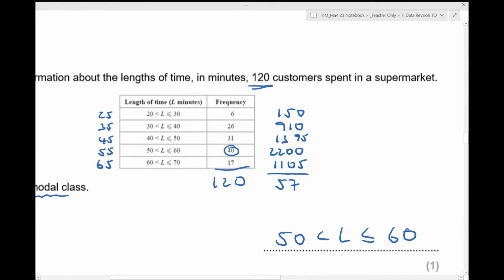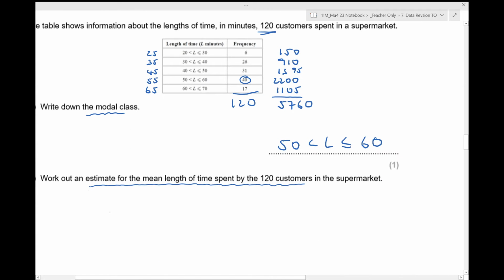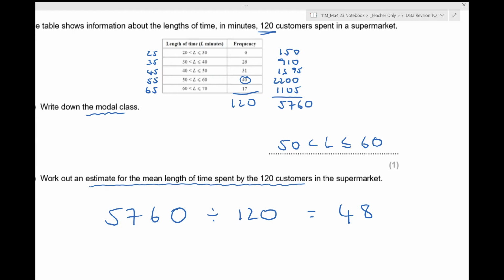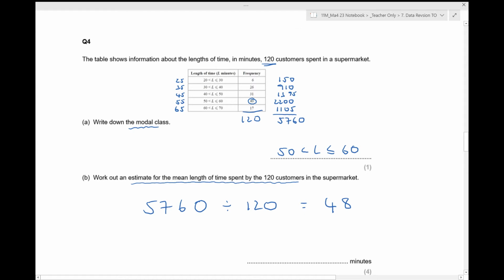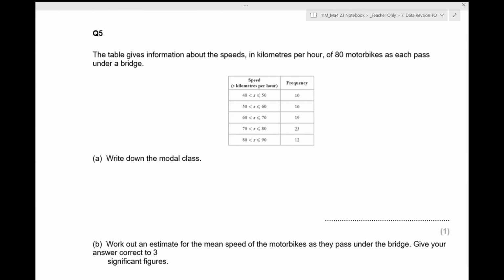Altogether, these customers spent 5,760 minutes in the supermarket. So what was the mean length of time? How long did each customer spend on average? Well, there are 120 customers, so I'll divide the total by 120. That means that on average, each customer spent 48 minutes in the supermarket. Again, I'm curious to know why that's an estimate for the mean length of time, but that will become clear after question 7.